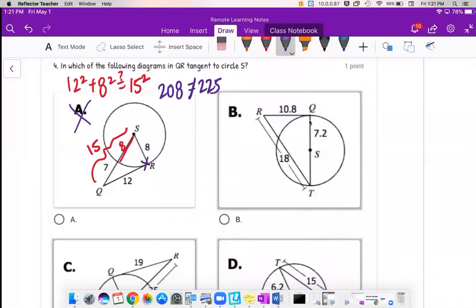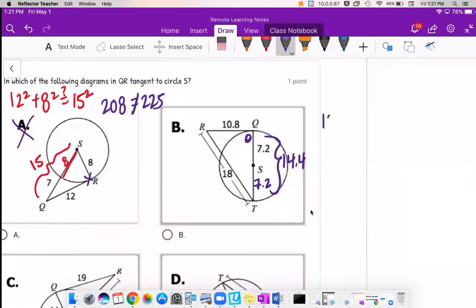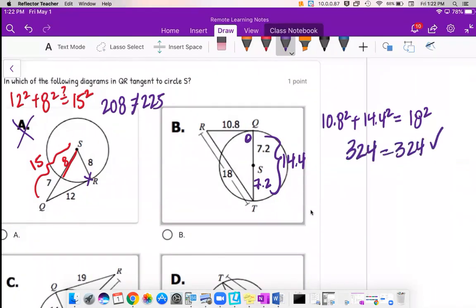Okay, this one has a radius of 7.2, so that means this is also 7.2, which makes this whole side 14.4. And then I'm trying to see if this angle is a 90-degree angle, so let's do Pythagorean theorem again. If I do 10.8 squared plus 14.4 squared, we want to see if that equals 18 squared. This becomes 324, and 18 squared is also 324. So since those are equal, then you know that QR is tangent to circle S.